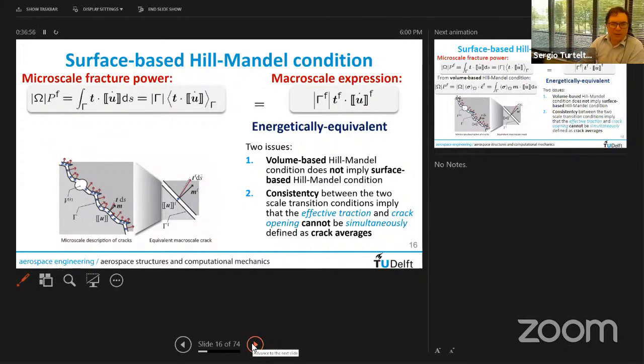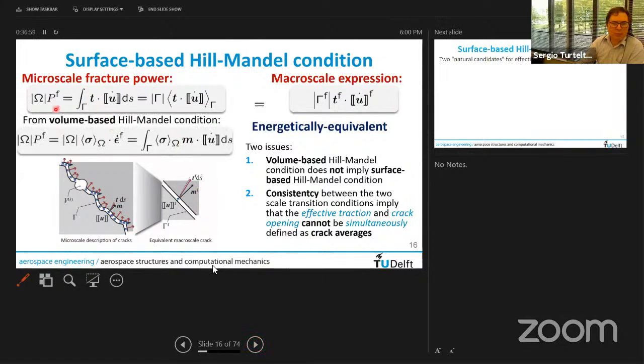And one way to look at that is to see exactly what the volume-based Hill-Mandel condition is telling us. There's a certain quantity here, which is called a fracture strain. It's given more detail in other papers. But what is important is this result here. This is the power that is associated to the process of fracture. And here you have a traction-like quantity, which is in fact different than this T here. And so this is, in fact, the quantity that we have to look at. And this motivates two different ways to look at candidates for effective traction.